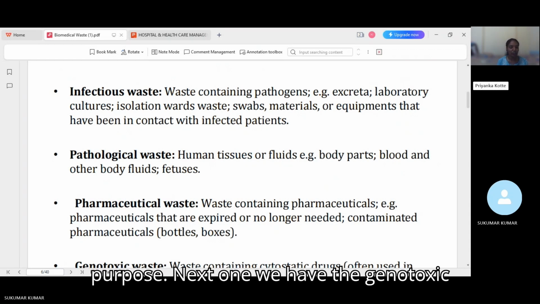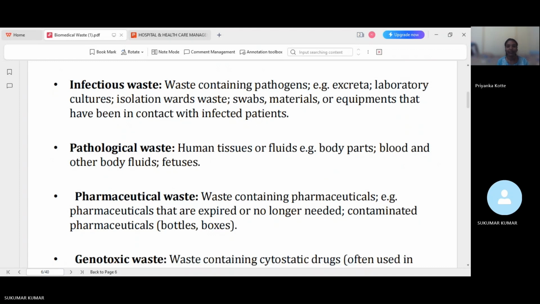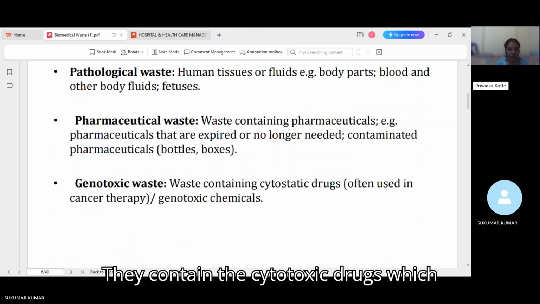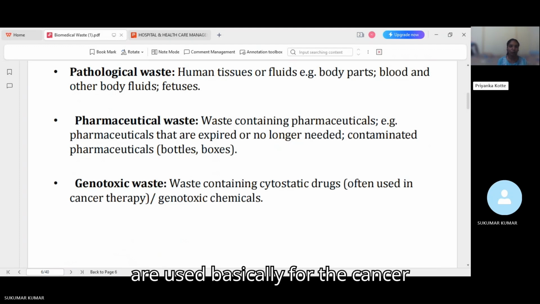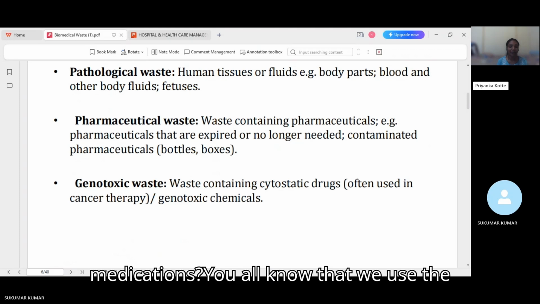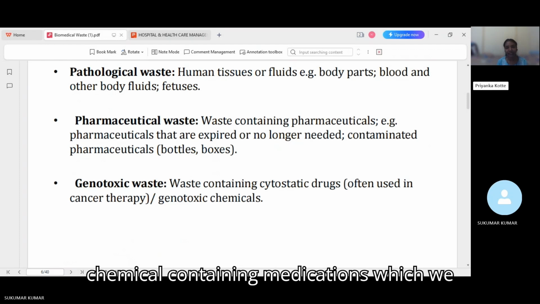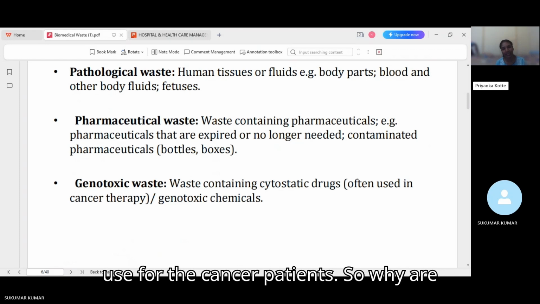Next one, we have the genotoxic waste. They contain the cytotoxic drugs which are used basically for cancer therapy. So which are the genotoxic medications? You all know that we use chemical-containing medications for cancer patients.